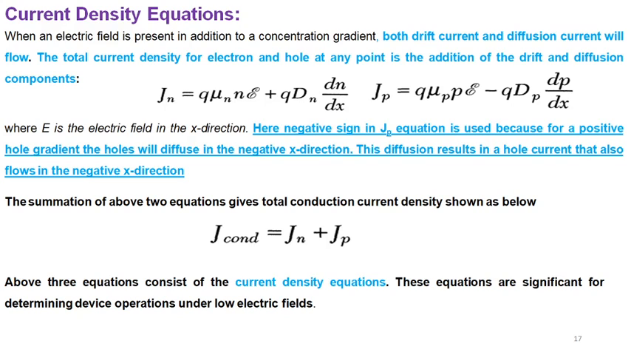Then the total current we get, J conduction, is equal to Jn plus Jp. These three equations we call the current density equations, and they are very significant, playing a vital role in determining the device operation under low electric field in a semiconductor material.